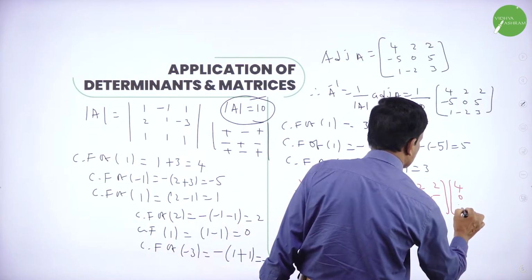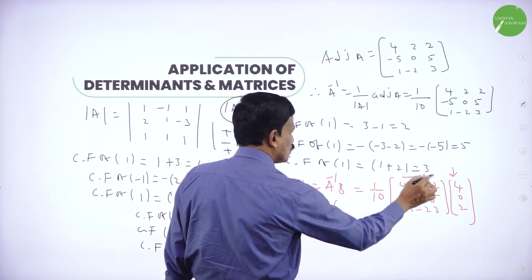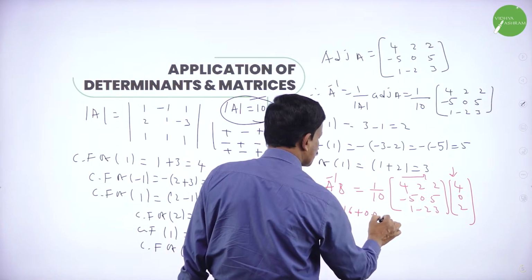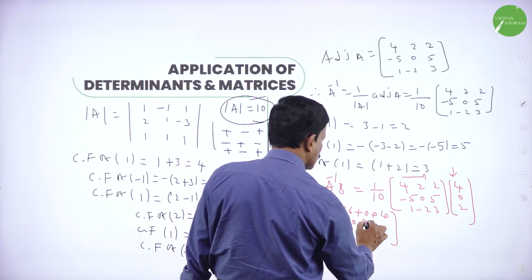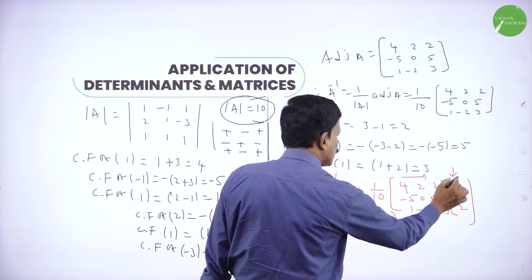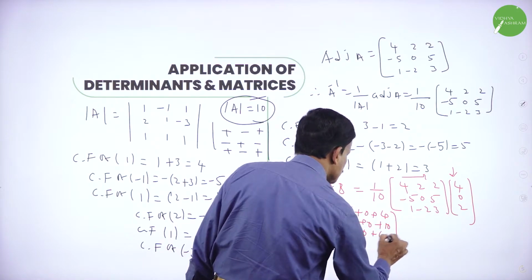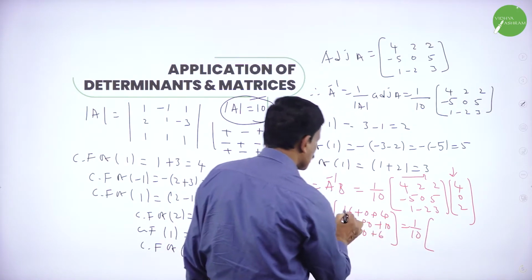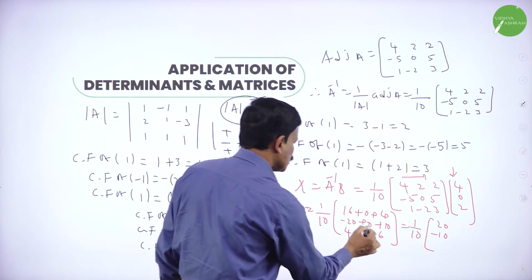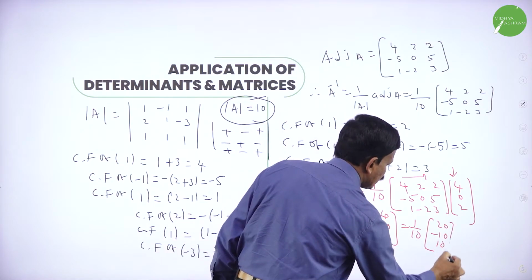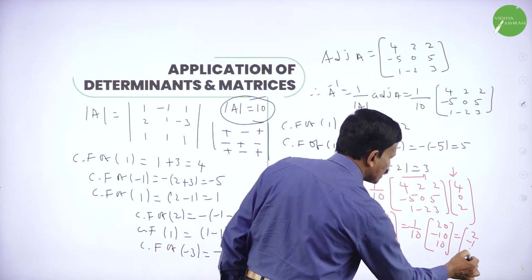Now multiply this, first row, first column. So 1 over 10 into 4 4s are 16 plus 0 plus 2 2s are 4. Again 5 4s are 20 minus 20 plus 0 plus 5 2s are 10. Again 1 4 is 4 minus 0 plus 3 2s are 6. So this is 1 over 10 times 16 plus 4 is 20, minus 20 plus 10 is minus 10, 4 plus 6 is equal to 10. Divide by 10, what will you get? 20 by 10 is 2, minus 10 by 10 is minus 1, 10 by 10 is plus 1.